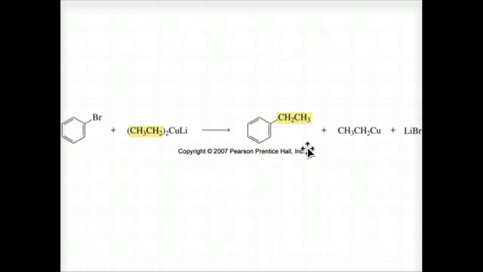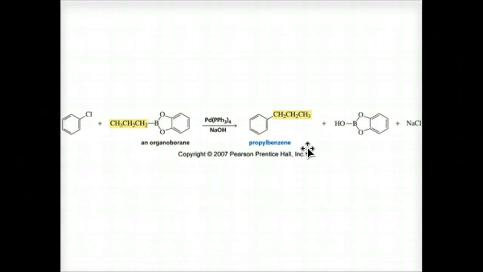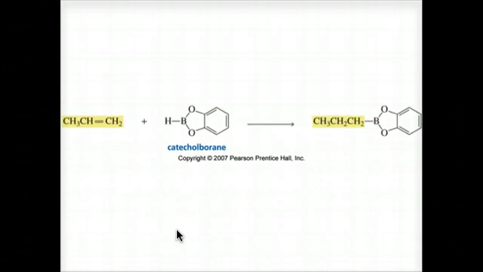Now let's look at the next coupling reaction. This is the Stille reaction. Bromobenzene reacts with tetrapropylstannane to yield propylbenzene in this particular example. And moving right along, this is the Suzuki reaction. Chlorobenzene reacts with an organoborane to give propylbenzene. The synthesis of organoborane is shown on the next slide, this molecule right here. So let's take a look at that.